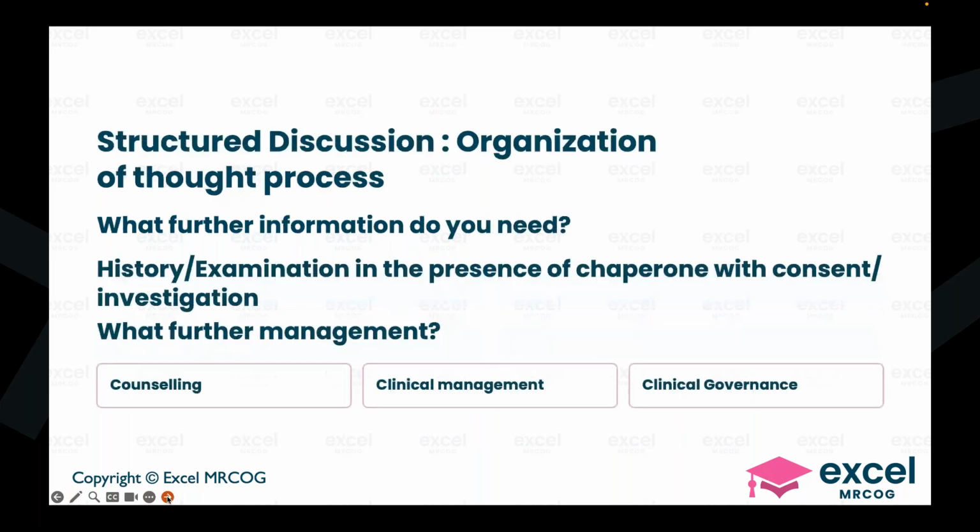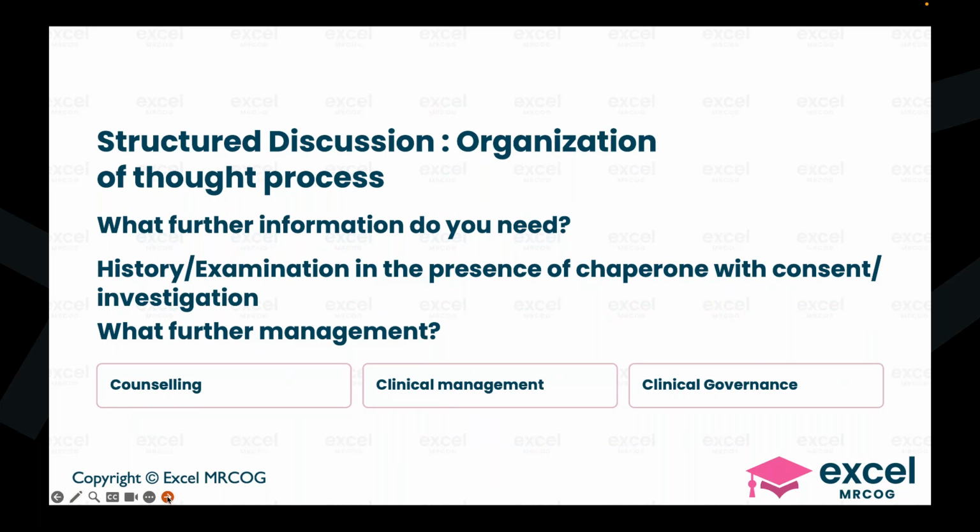So, structured discussion. Remember, there are certain things that you need to do when it comes to a structured discussion. First of all, when you're reading your task, organize your thought process. Now, in a structured discussion, there are either 4 domains or 3 domains. If there are 4 domains, there is information gathering written there.